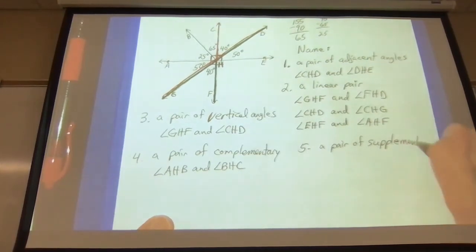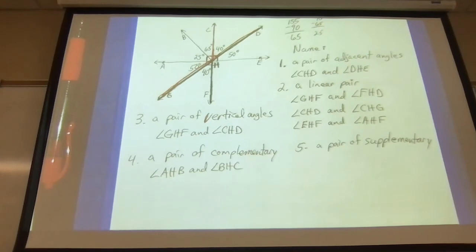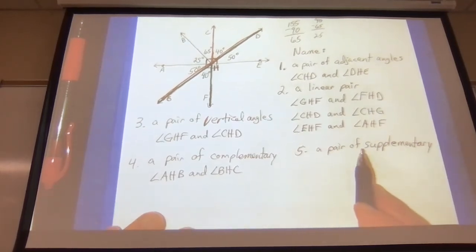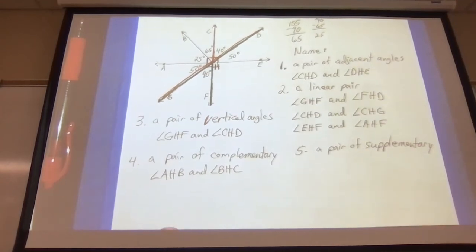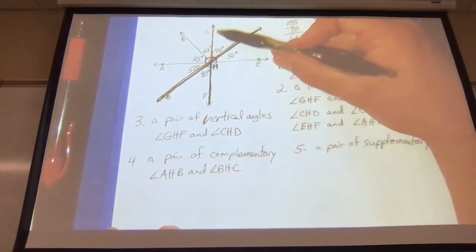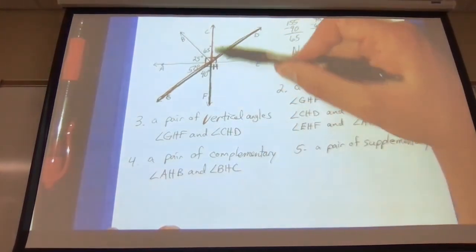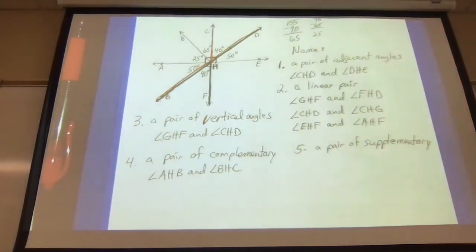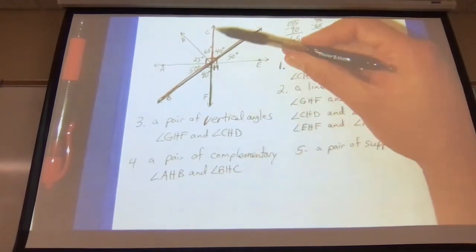Supplementary, we said are going to add up to 180. In geometry, what's a 180-degree angle look like? 180. Straight line. There you go. It's going to be a straight line. So what we want to do is pick two angles that put together to make a straight line. CHF is a straight line. What two angles do you put together to make it? That would work. Anybody give us two angles to put together to get CHF?